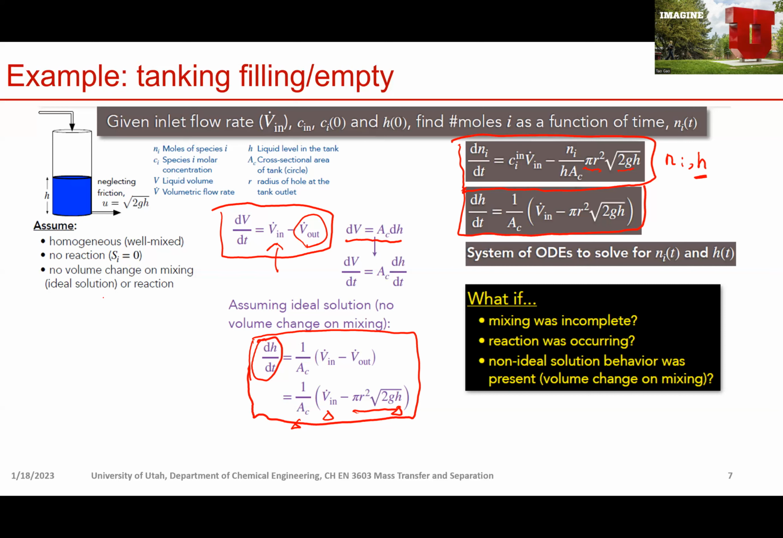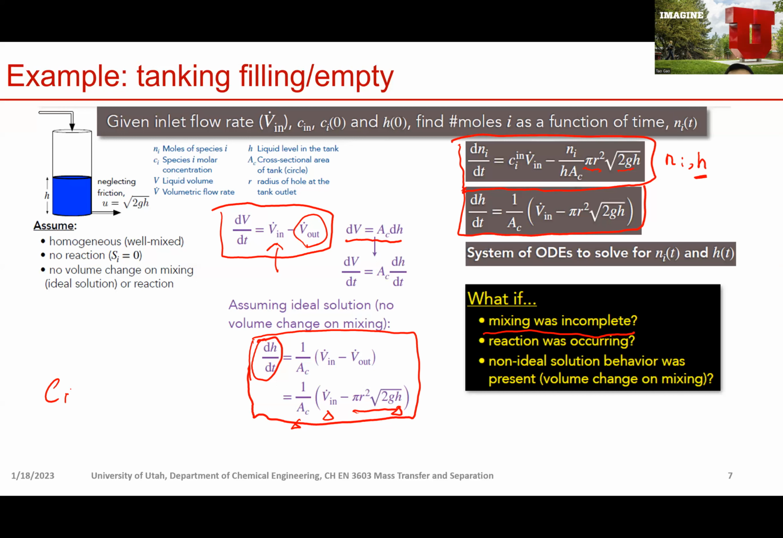So that's why we can derive these two ordinary differential equations quite easily. But what if the mixing was incomplete? If that's the case, what do we do? Any idea? Well, actually, in this case, the problem becomes more complex.